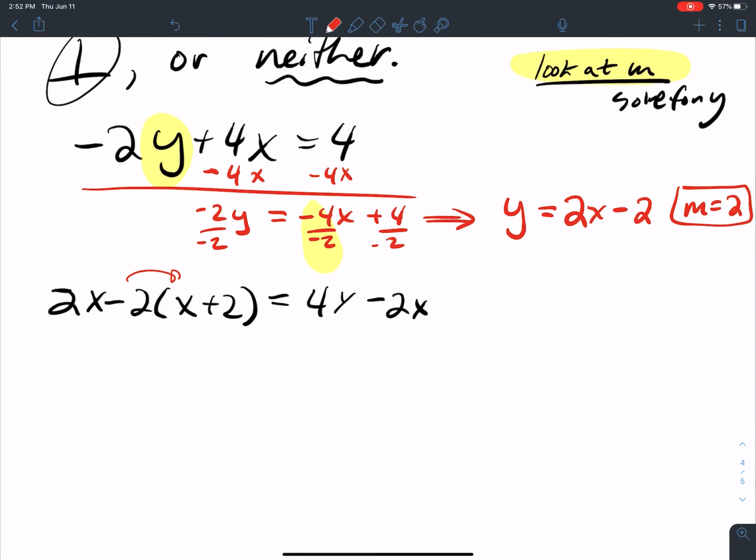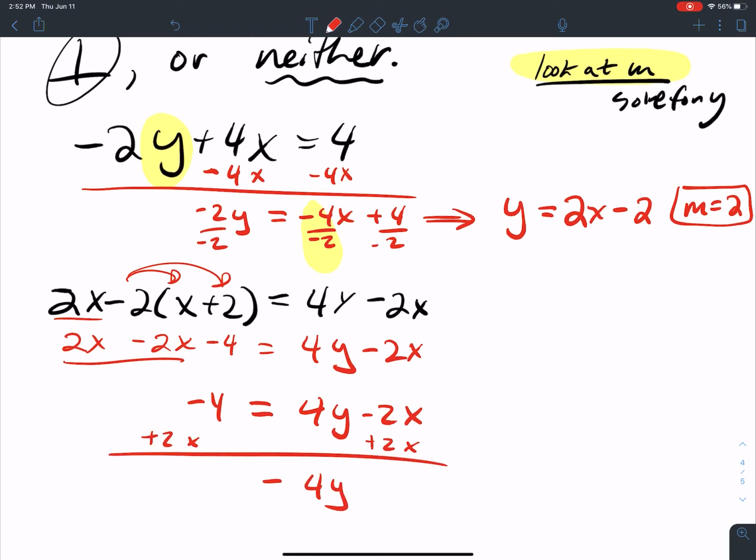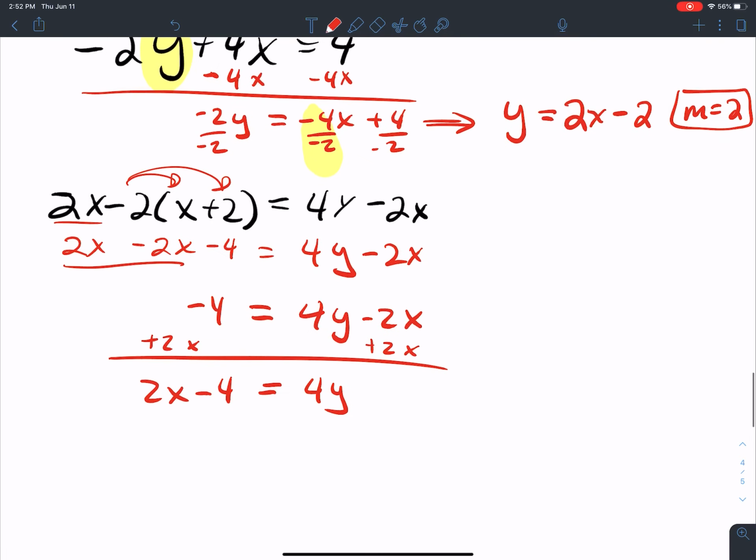If I distribute the negative 2 here, I get minus 2x minus 4, and then I've got my 2x over here, equals 4y minus 2x. Combine these two, the x's cancel. So I have negative 4 equals 4y minus 2x. I'm going to add 2x to both sides. So I have 4y equals 2x minus 4. And I'm going to divide everything by 4. So I get 1/2 x minus 1 equals y. Now what's my slope here? It's the number in front of the x. That's 1/2. So my slope here is 1/2.